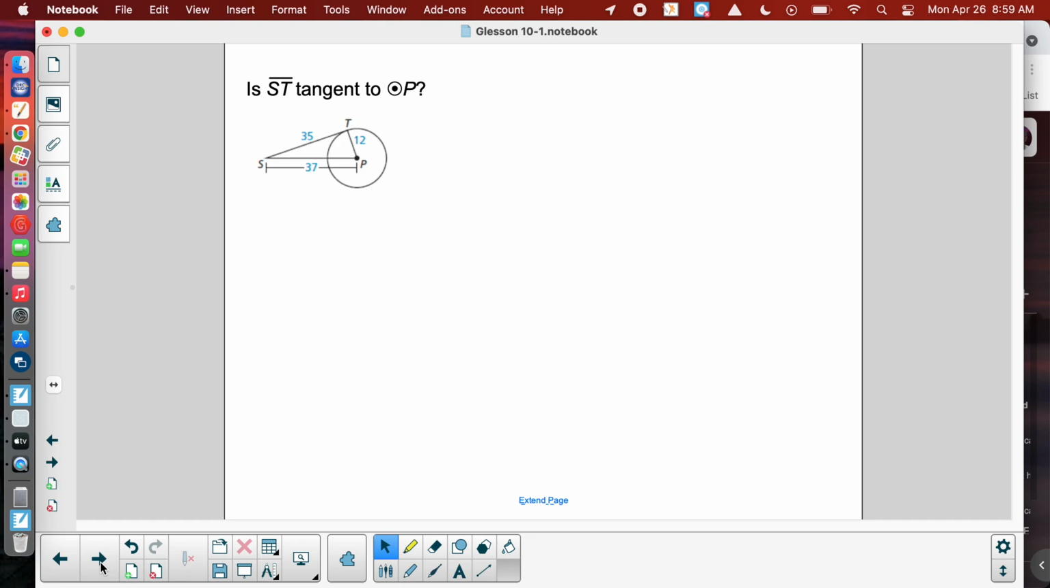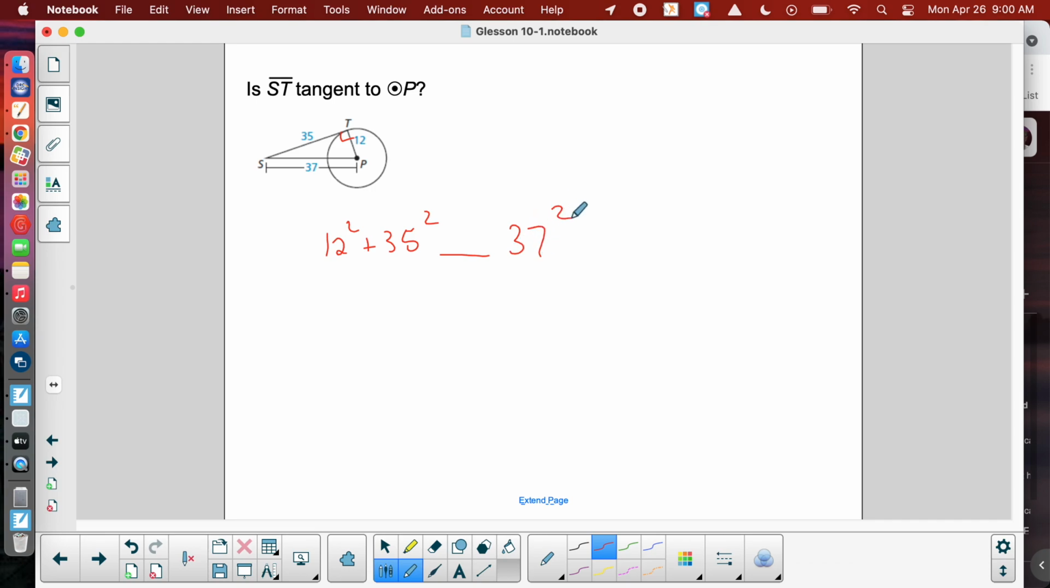So right here, this question says, is ST tangent to circle P? Well, there's one way to find out. If it's going to be tangent, then this has to be a right angle. Angle STP would have to be a right angle. So the question is, is that a right angle? The only way to check if that's a right angle is to see if we have a right triangle here. So, Pythagorean theorem. We check 12 squared plus 35 squared and compare that to 37 squared. If that's going to be equal, then we have a right triangle. If those two are not equal, then it's not a right triangle, and it's not a right angle, and therefore not a point of tangency.